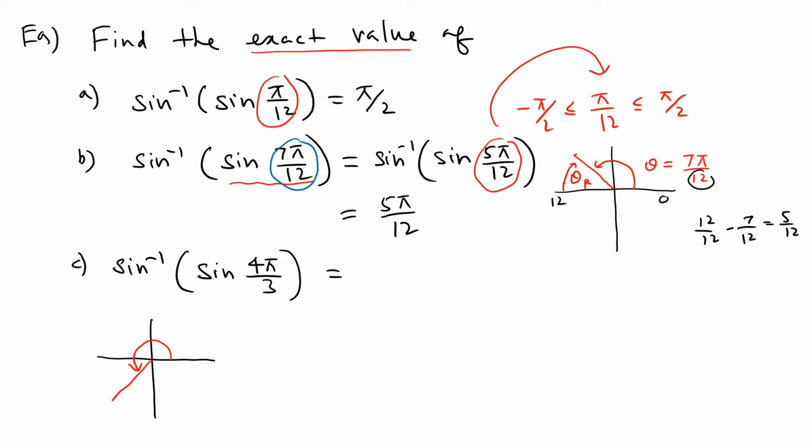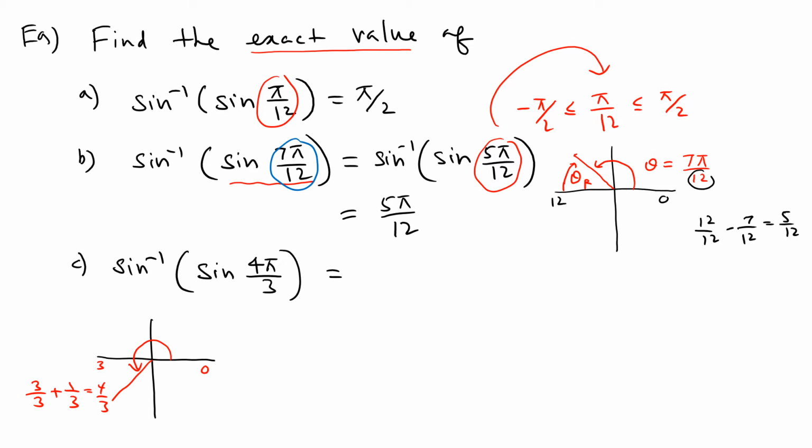The denominator is 3, so we have 0 and 3. We have 3 over 3, but it's going to go one more, because this is 3 over 3 plus 1 over 3. That's how you get 4 over 3. It's just one more, so the reference angle is pi over 3.